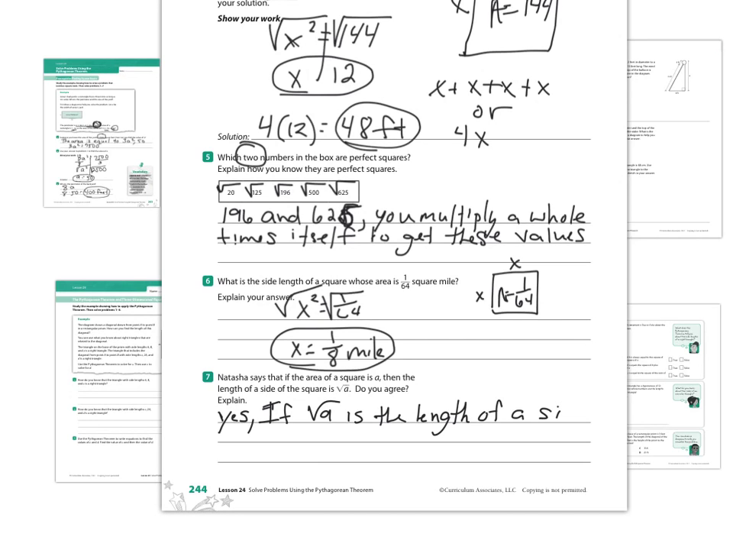Uh-oh, what happened here? The length of a side, sorry about that, little technical difficulties.